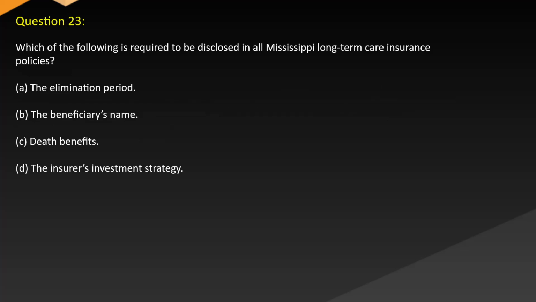Question 23. Which of the following is required to be disclosed in all Mississippi long-term care insurance policies? A. The elimination period. B. The beneficiary's name. C. Death benefits. D. The insurer's investment strategy.